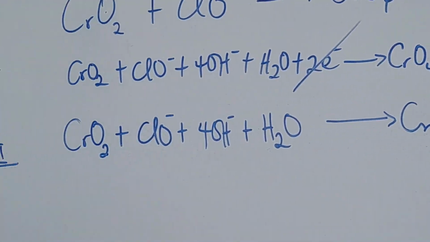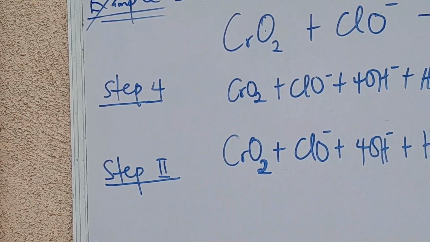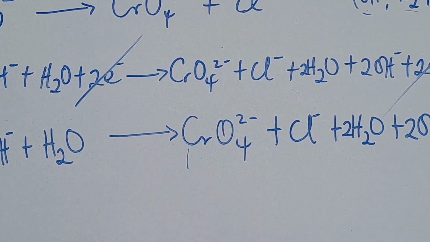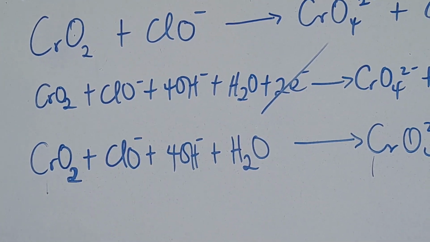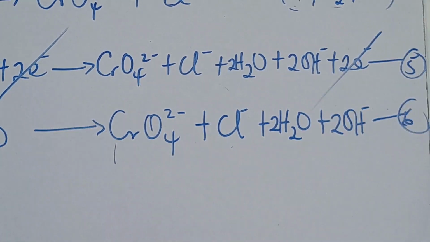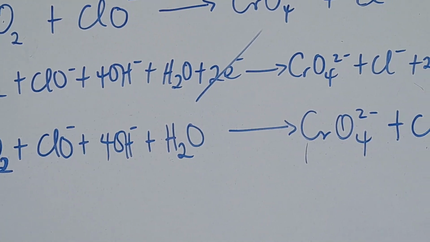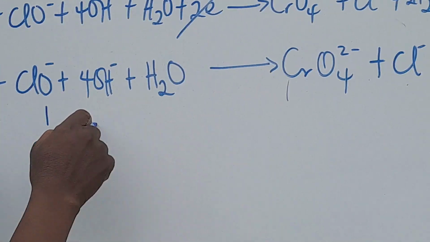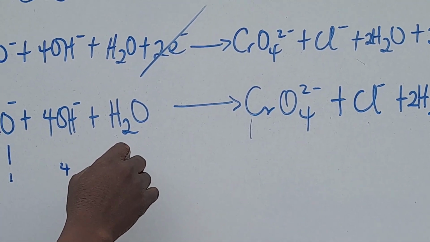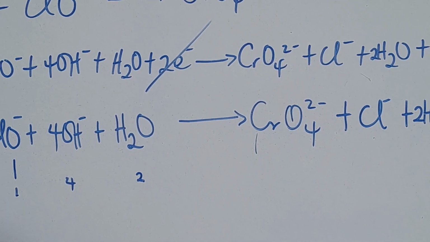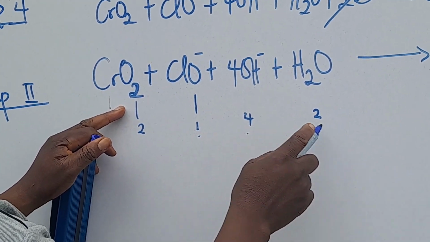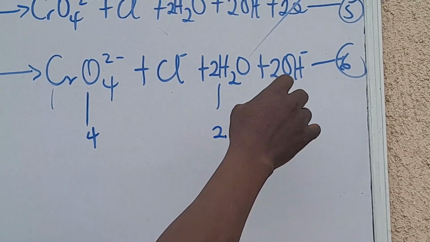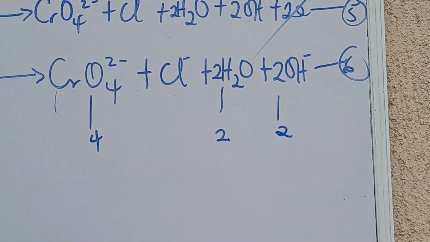So let's confirm our atoms and our ions, atomically and ionically. Chromium 1, chromium 1, that's good. Chlorine 1, chloride 1, that's also good. Let's check our oxygen. We have 2 oxygen here, 1 oxygen here, 4 oxygen here, and 2 oxygen here. So 3, 7, 9. Let's check here. 4, 2, 2.